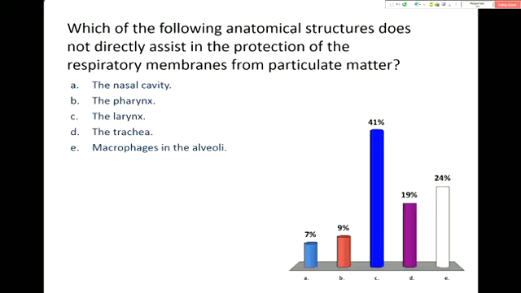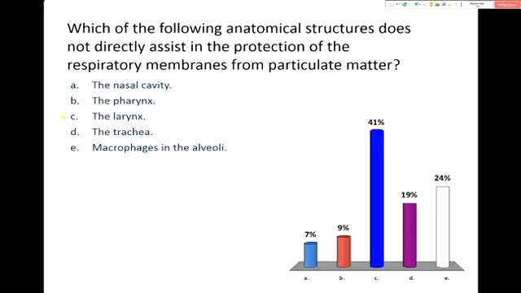I'm happy enough because, in fact, C is the correct answer. So let's go through it. One out of four of you said E. So why might you have said E?